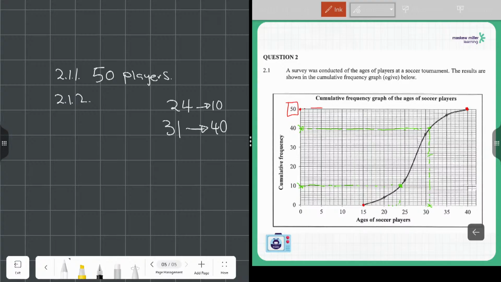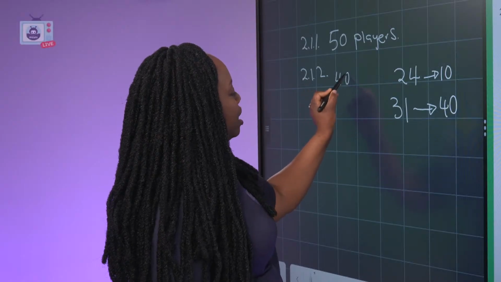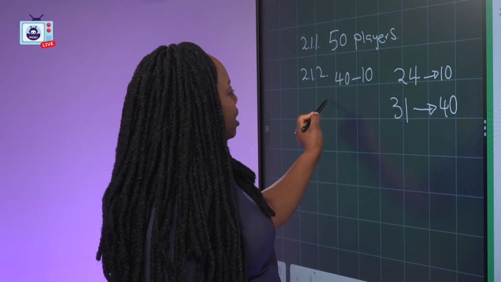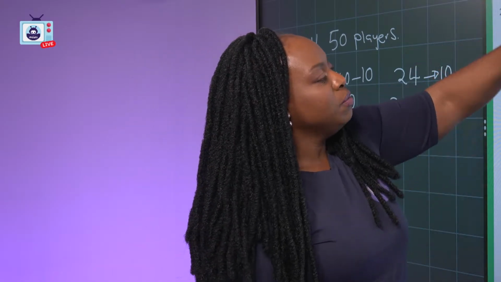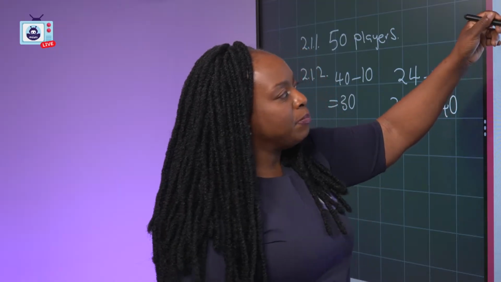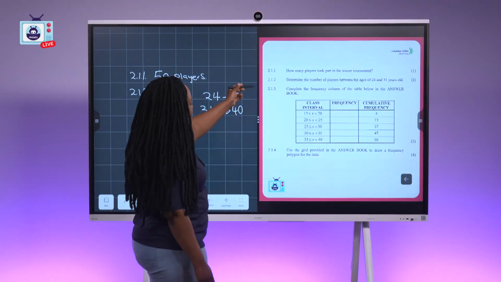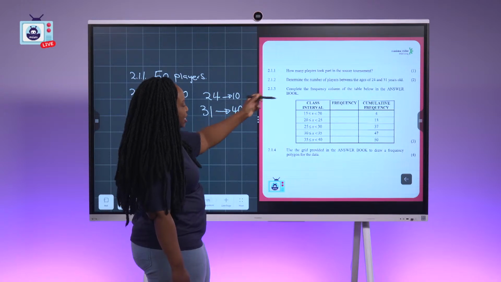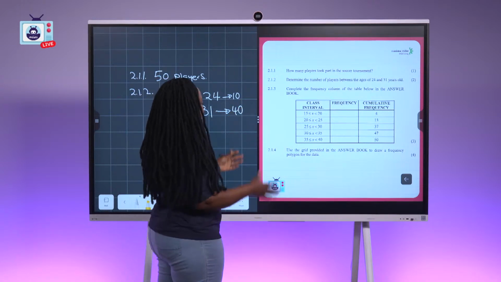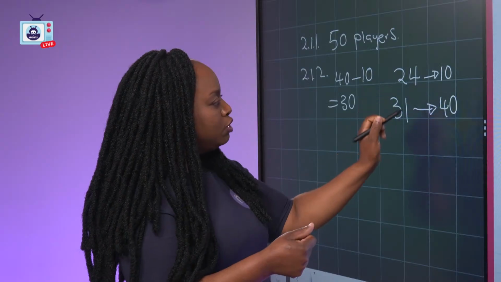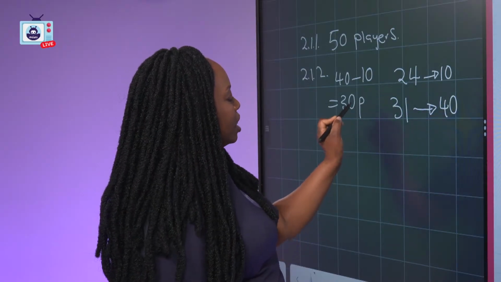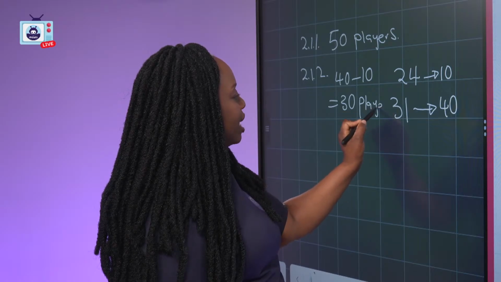So for us to answer the question, we need to just say 40 minus 10. That will give us 30. So what does that mean? That means that we have 30 players between this age. So we have 30 players between 24 and 31. So that's how you get to that.